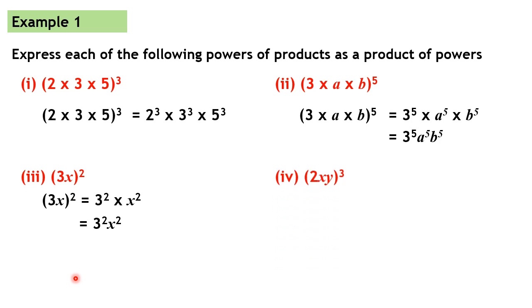Next, fourth one, here whole thing power cube. When this power cube is given to each and every base, we get the product of powers. So 2 cube, x cube, y cube, and finally it can be written in the form 2 cube x cube y cube.